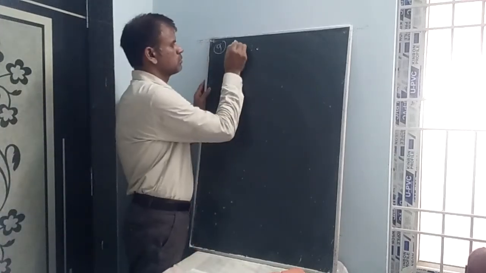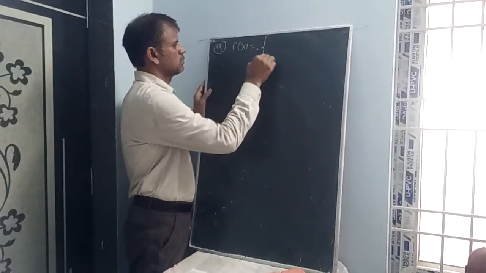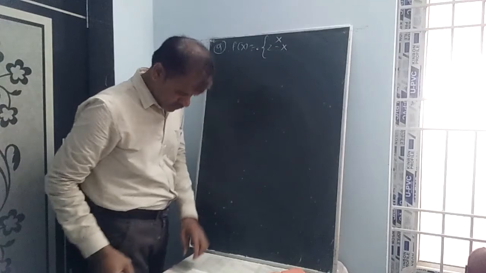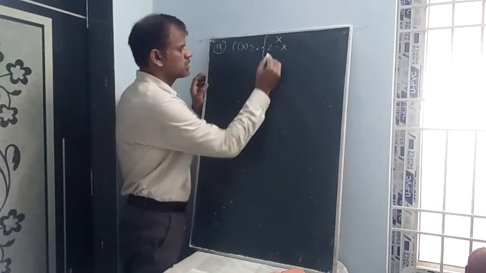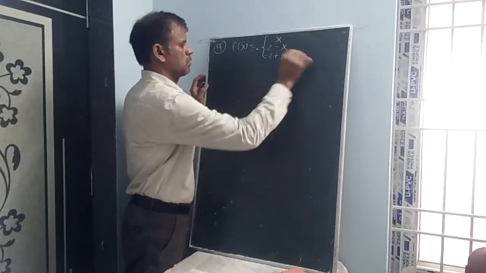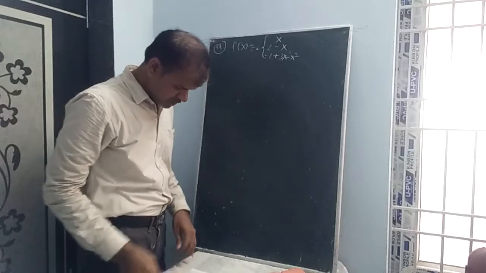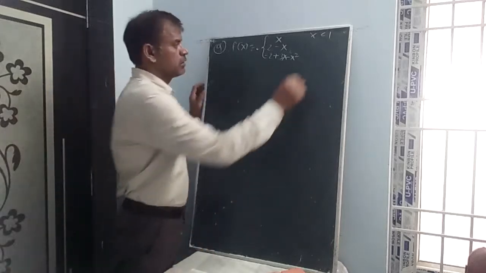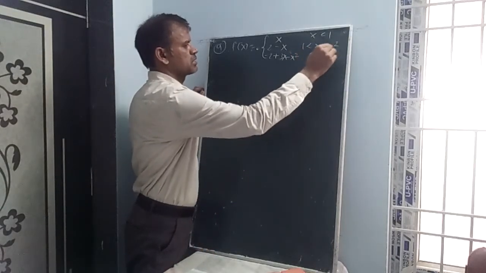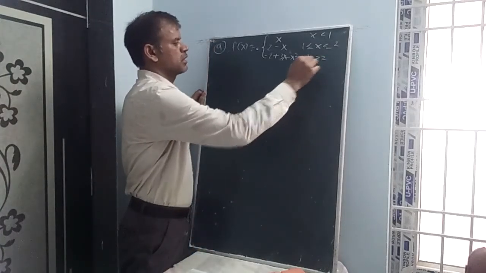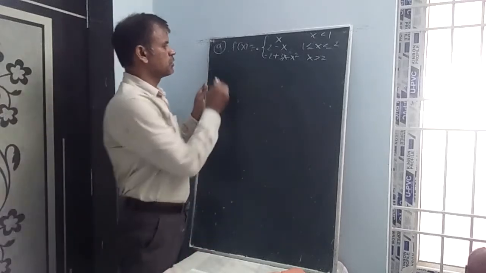Ninth one, f of x is equal to x(2 minus x) for x less than 1, so left neighborhood of 1. Then minus 2 plus 3x minus x square for 1 less than x less than or equal to 2, the right neighborhood of 1. Next, right neighborhood of 2, x greater than 2. So we need to calculate.